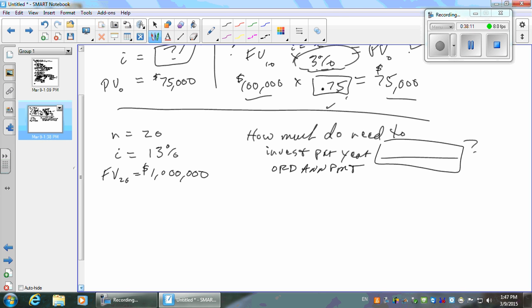Already got it? How would you set it up? Always set them up the same way, however you want to do it. I want to know an annuity payment. I do know a future value. I know how much I want to have in the future. How would you calculate that?